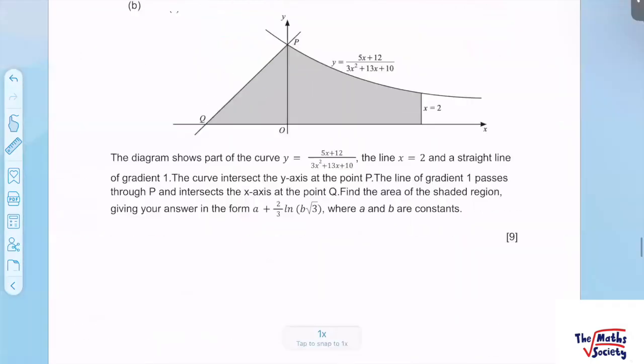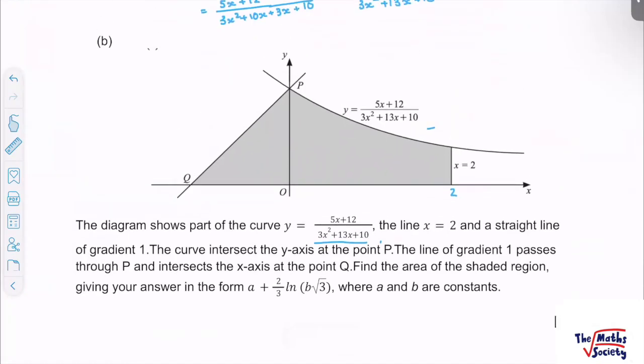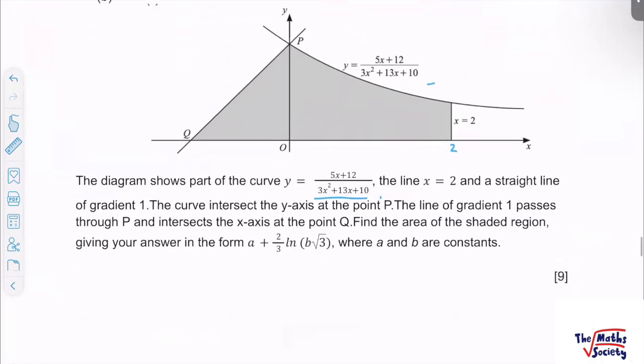And now moving on to the diagram. It shows part of the curve, this line x equals 2, and a straight line of gradient 1. The curve intersects the y-axis at the point P. The line of gradient 1 passes through P, and intersects the x-axis at the point Q. Find the area of the shaded region, giving your answer in the form a plus 2 by 3 ln b root 3. So firstly, we've got to find P, right?